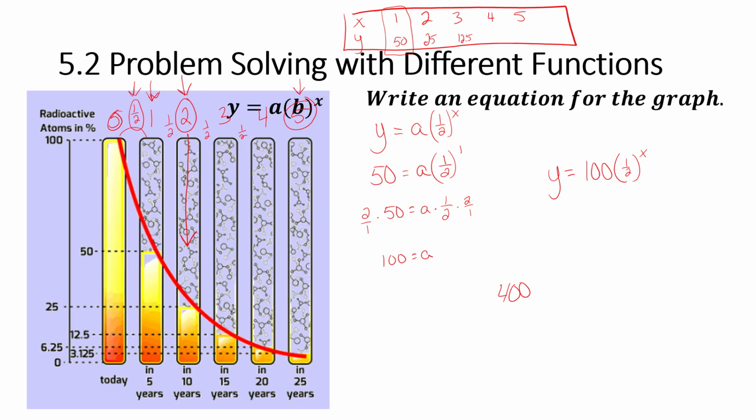10 divided by 5 is 2. 15 years is our third term. 15 divided by 5 is 3. So if we want to know our 400 years, what the radioactive atoms will be, we divide it by 5 so we know what term we're looking for. And so we would be looking for our 80th term. Plug 80 in for x, find the y value, and you've got your solution.